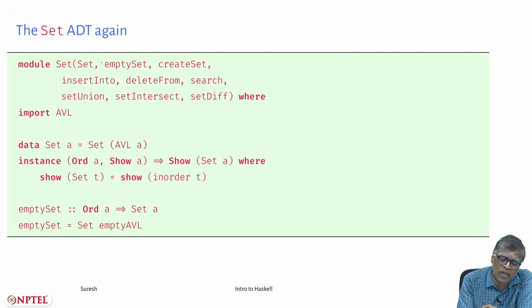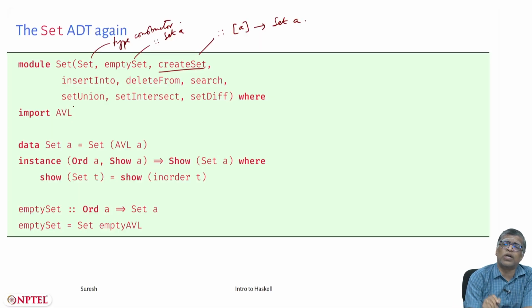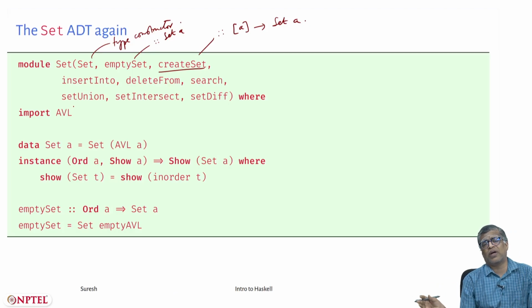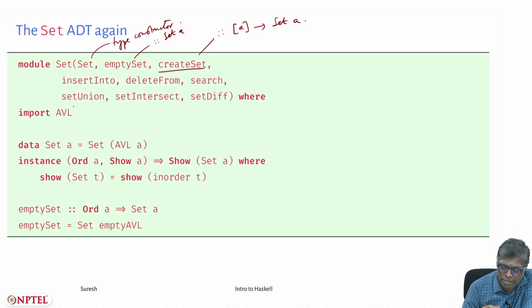How do you do this set? For set I want to create, this is the type constructor. So value is of type set A, and this is of type list A to set A, and then I can do insert into, delete from, search, standard. But given two sets, I can take the union, I can do the intersection, and I can take the difference of one set from the other, and this is where that in-order tree will come into play, as you will see.